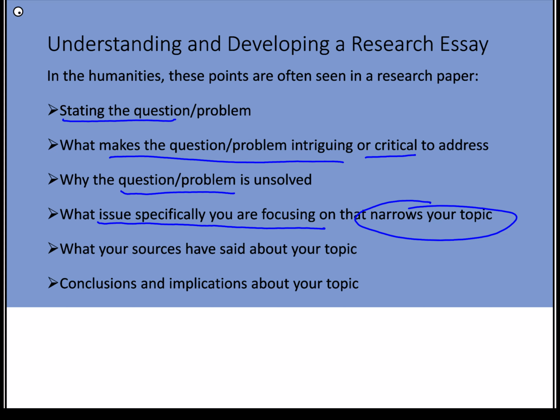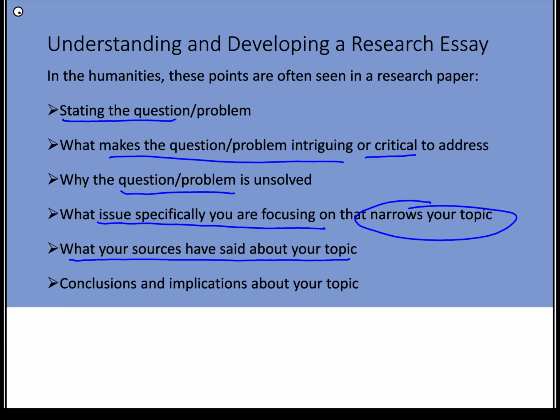Make sure, and this is kind of stating the obvious, but you wouldn't believe what I read, that your sources are discussed in your paper. So what have your sources said about your topic? What do they say? Not a bad idea: consult the experts. Put that in your paper.